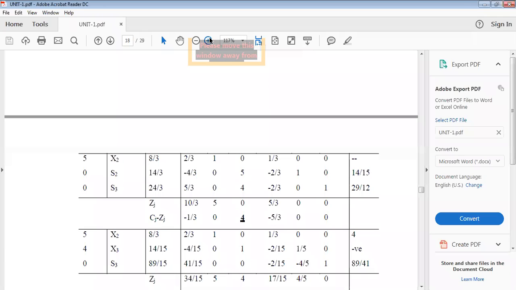17, please mute. Please mute your mic. Who is 17? Please unmute. Pawan, number 2 also. Number 2.